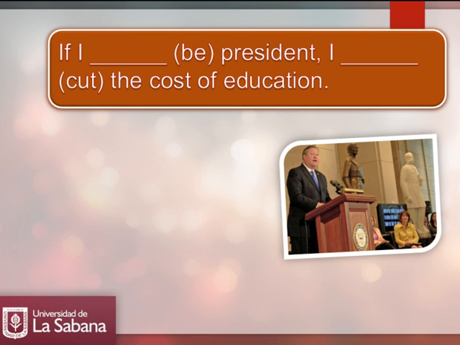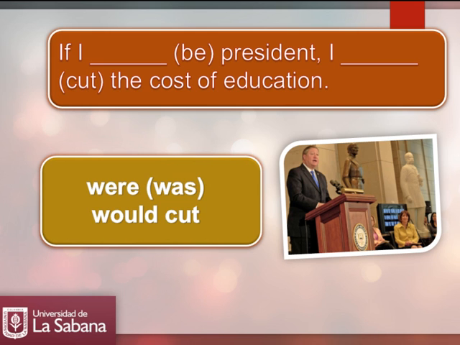Once again, take a careful look at the sentence and decide if the situation is real or unreal. Pause the video if you need more time, and when you're ready, you should get: if I were the president, I would cut the cost of education. This situation is not real, and instead of were, you can use was with no difference in meaning. Did you get this one?